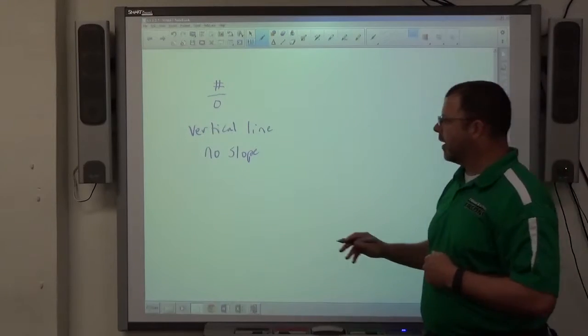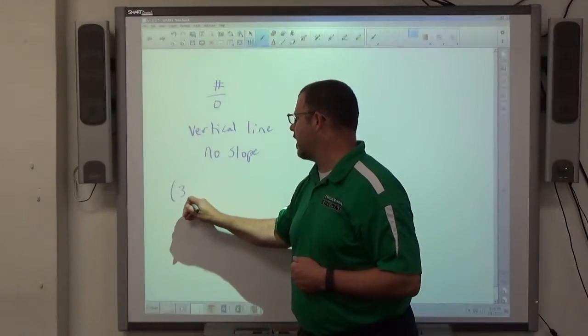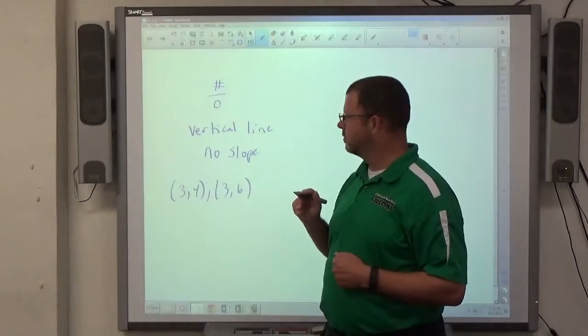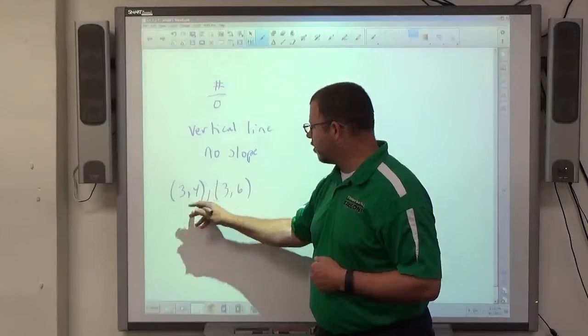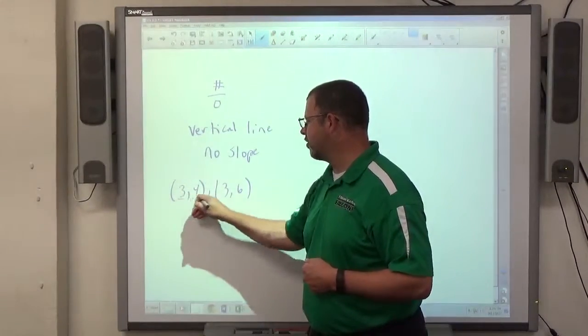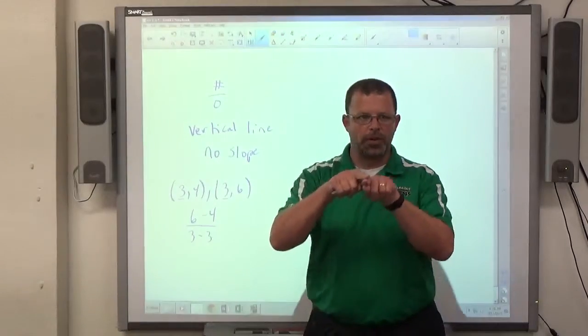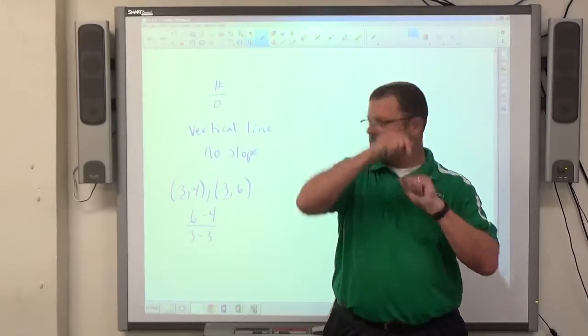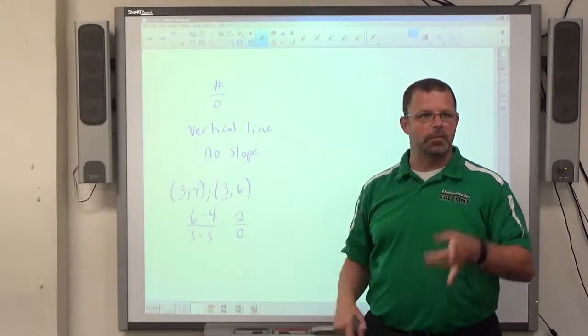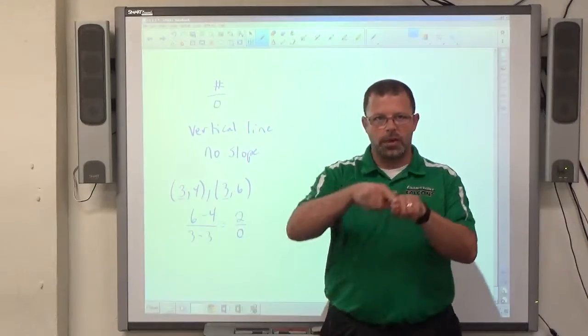What would create a problem like that? Look, the points might be (3, 4) and (3, 6). All right? So if I do y minus y, that's 6 minus 4 on top, on the bottom 3 minus 3. The x's are the same number, right? The points, therefore, are vertically aligned to one another. We get 2 over 0, we get this vertical line position. So if I were to plot those, it would be a vertical line.